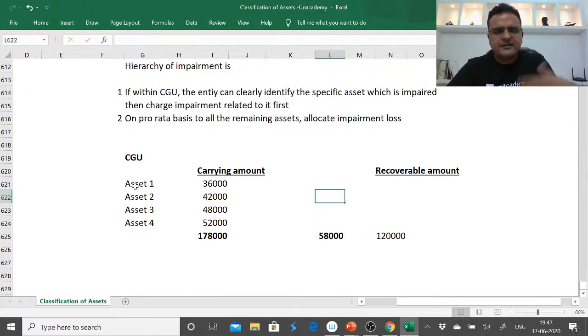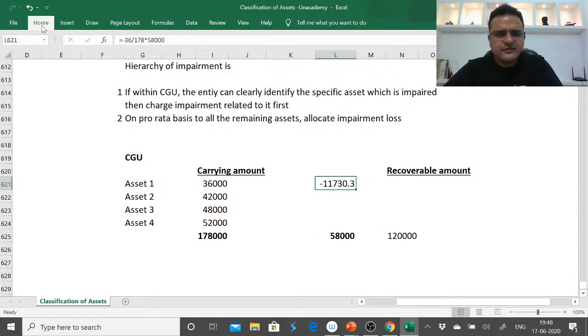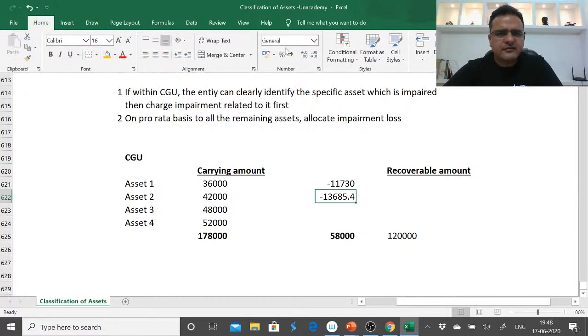Then the only option left now, in this case I assume we did not get to know which asset is specifically impaired and there is no goodwill assigned to it. The only option left with us is that this will be measured on pro rata basis. So if we total up, 36 divided by 178, that's the fraction which we'll use to charge an impairment loss of 58,000. There's an impairment loss of 11730 to be charged to this asset. 42 divided by 178 into 58,000 is the loss for the second instance.